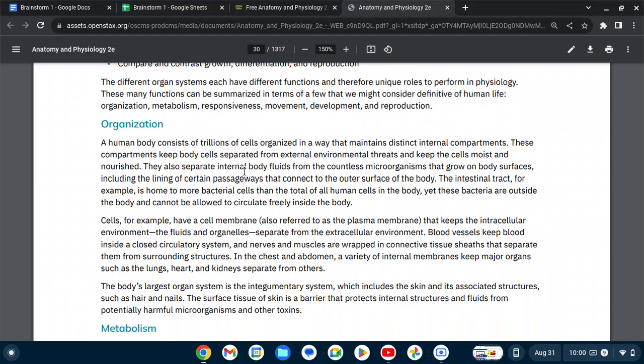Organization. A human body consists of trillions of cells organized in a way that maintains distinct internal compartments. These compartments keep body cells separated from external environmental threats, and keep the cells moist and nourished. They also separate internal body fluids from the countless microorganisms that grow on body surfaces, including the lining of certain passageways that connect to the outer surface of the body. The intestinal tract, for example, is home to more bacterial cells than the total of all human cells in the body. Yet these bacteria are outside the body and cannot be allowed to circulate freely inside the body.